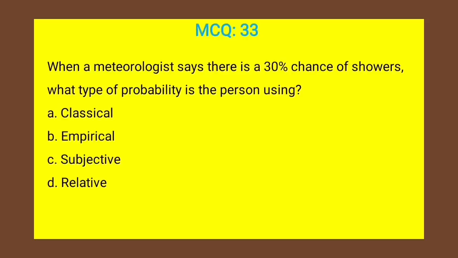So here the option is what? C, subjective approach or subjective view approach, right? Because there is no information that is used to make that estimation or that prediction. So it becomes subjective, right? So let's take note of that. Not classical, neither empirical or relative. I hope that is clear.